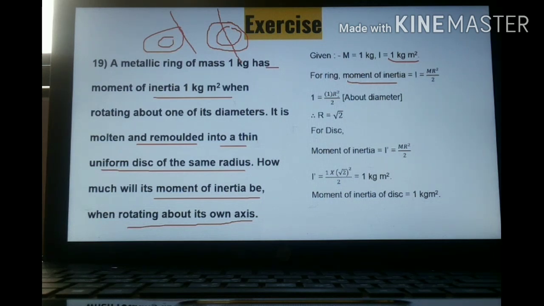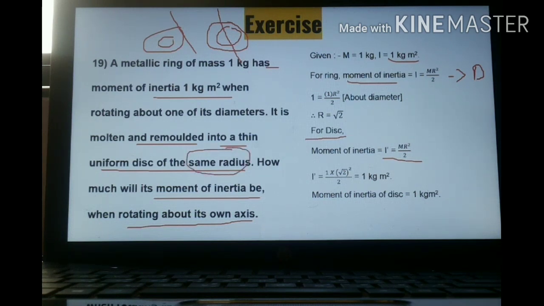First of all we have to find the radius previously. This is the moment of inertia about this diameter. So moment of inertia 1 we know, mass also we know, r square upon 2. So 2 will go over here, and if we take square root from both sides we will be getting radius as root 2. Now for a disk, moment of inertia whenever it is passing through the center, it is mr square. Now we have to substitute this r value, because it is of same radius.